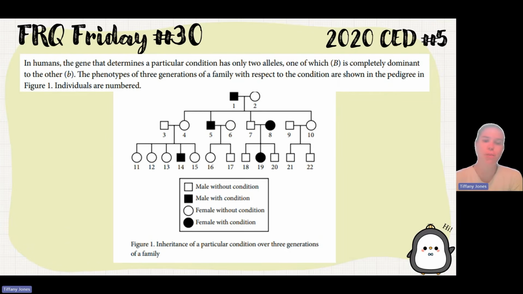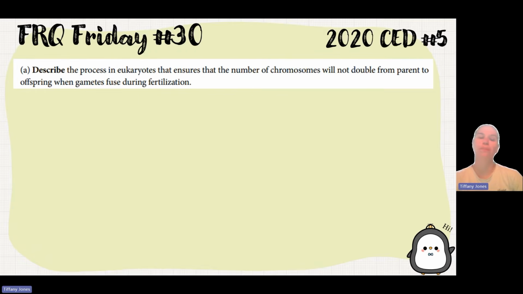In humans, the gene that determines a particular condition has two alleles, one of which, a capital B, is completely dominant to the other, lowercase b. The phenotypes of 3 generations of a family with respect to the condition are shown in the pedigree in figure 1. Individuals are numbered. Anybody that's a square is a male, anybody that's a circle is a female. Shaded means that it has the condition, and unshaded means they do not have the condition. Part A always asks about biology.